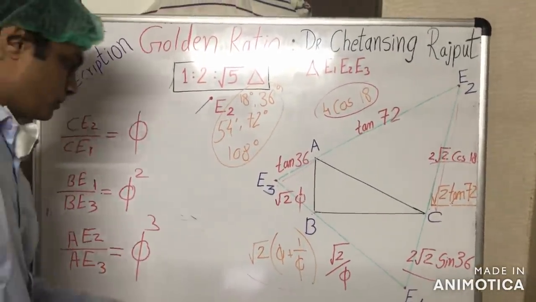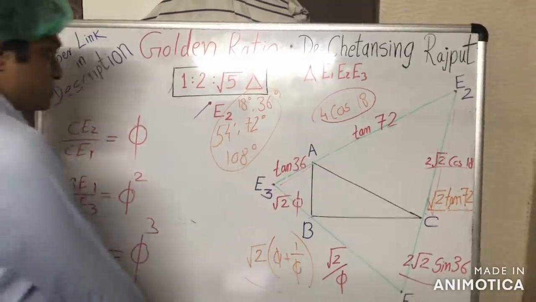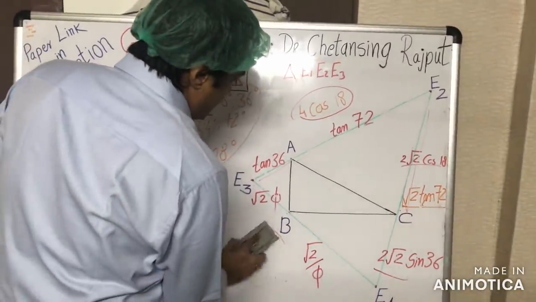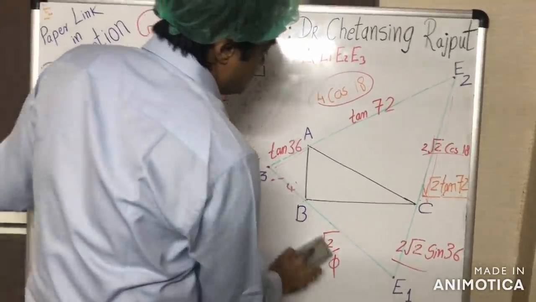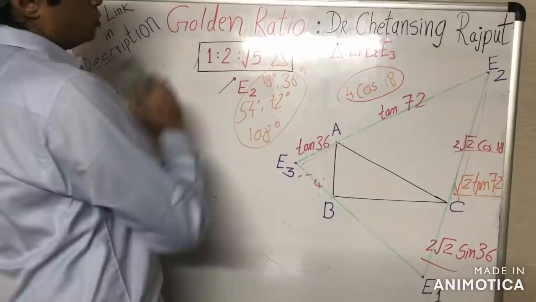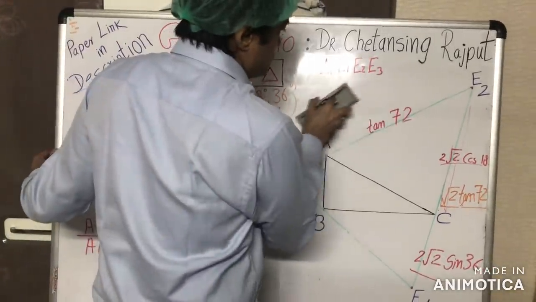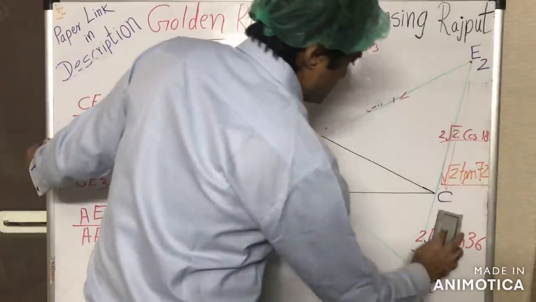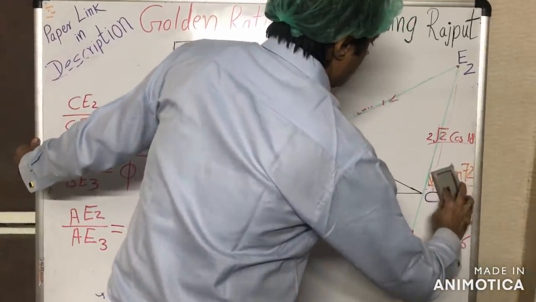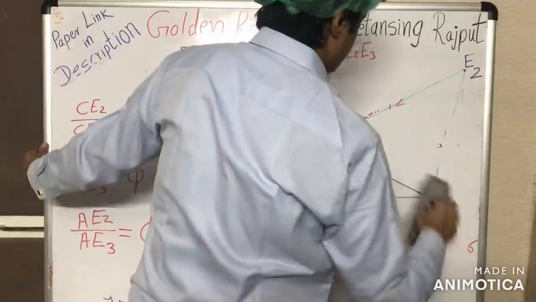Such an interesting geometry. And not just sides, even the angles of this eccentric triangle. The triangle formed by three eccentres of this 1 to root 5 triangle. Not just sides, but every angle of this triangle is the precise expression of golden ratio. Like, let us see.